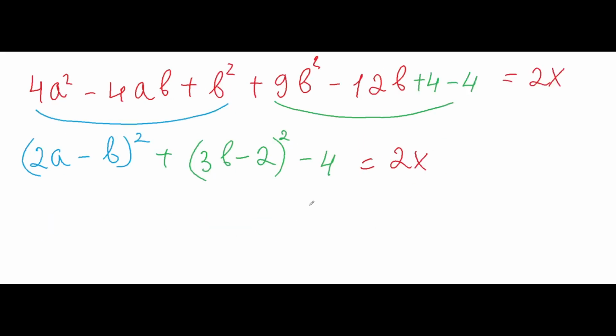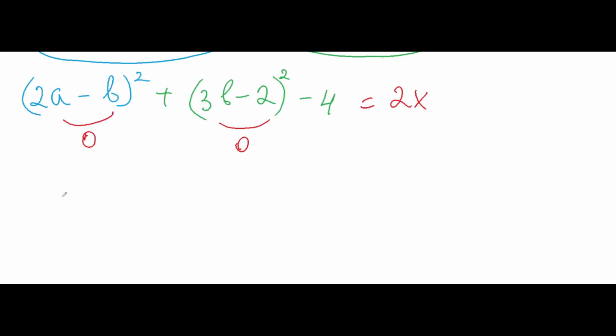So we have to find out the minimum value of x. In order to find out the minimum value of x, we have to find out the minimum value of 2x. If these two expressions are equal to 0, 2x will have a minimum value. So we have to write down these two equations. 2a minus b will be equal to 0, and the next one is 3b minus 2 will be equal to 0.